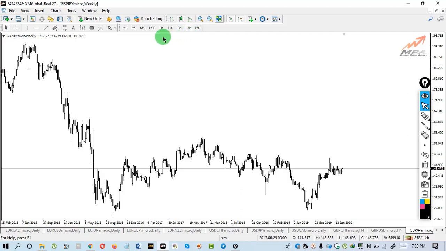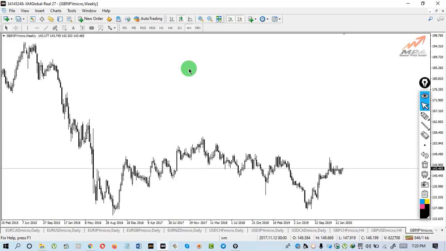Similarly, if you want to trade on H4 time frame, you need to draw support and resistance levels on the daily, and if you want to trade on H1, you need to draw support and resistance levels on the H4. Usually I trade on daily time frame, and I am going to draw support and resistance levels on the weekly time frame.